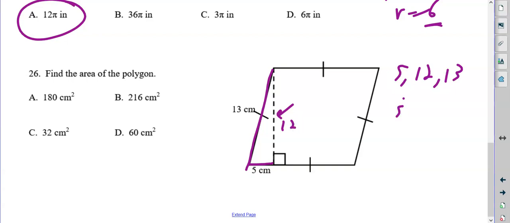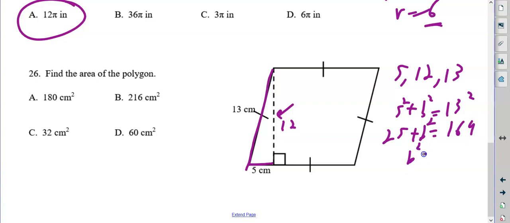Otherwise, you need to do 5 squared plus B squared equals 13 squared. 25 plus B squared equals 169. And then B squared equals 144. And so B is 12. Okay? So we know the height. Notice this is a rhombus. All of these pieces are equal.